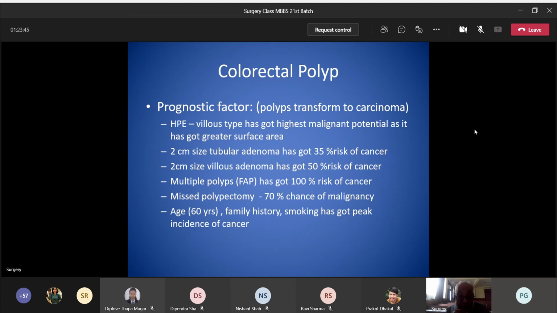So age 60 years, family history, smoking has the peak incidence of cancer. Okay, that's age-wise, over the age of 60, family history, and smoking history has incidence of cancer. Okay.